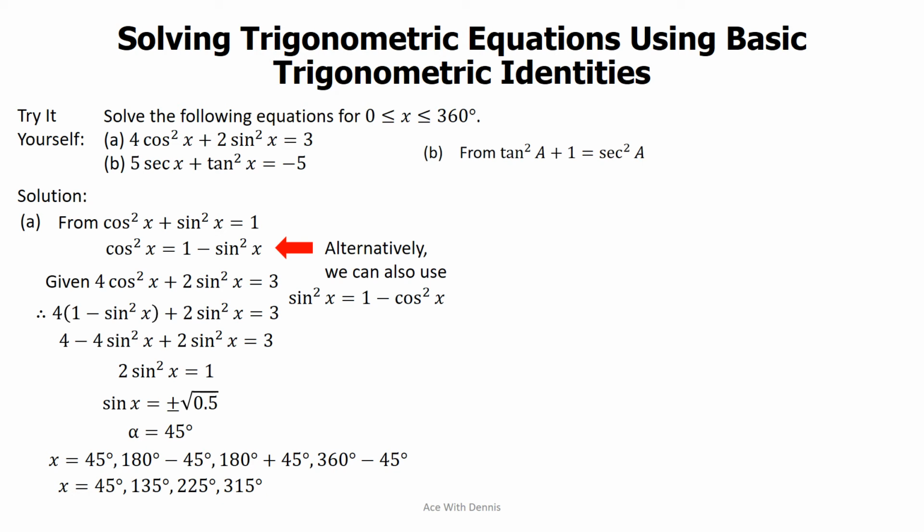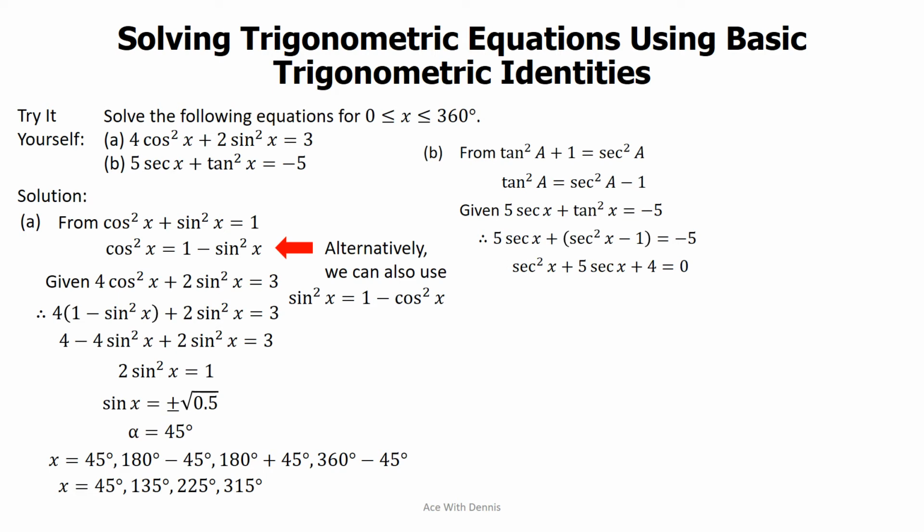from the tangent square a plus 1 equals secant square a, we can make tangent square x a subject. We get secant square a minus 1. Okay, so given the equation 5 secant x plus tangent square x equals to negative 5, substitute tangent square x with secant square x minus 1. Okay, then we expand, we get secant square x plus 5 secant x plus 4 equal to 0. Factorize, it becomes secant x plus 1, secant x plus 4 equals to 0. So secant x equals negative 1, or secant x equals negative 4.